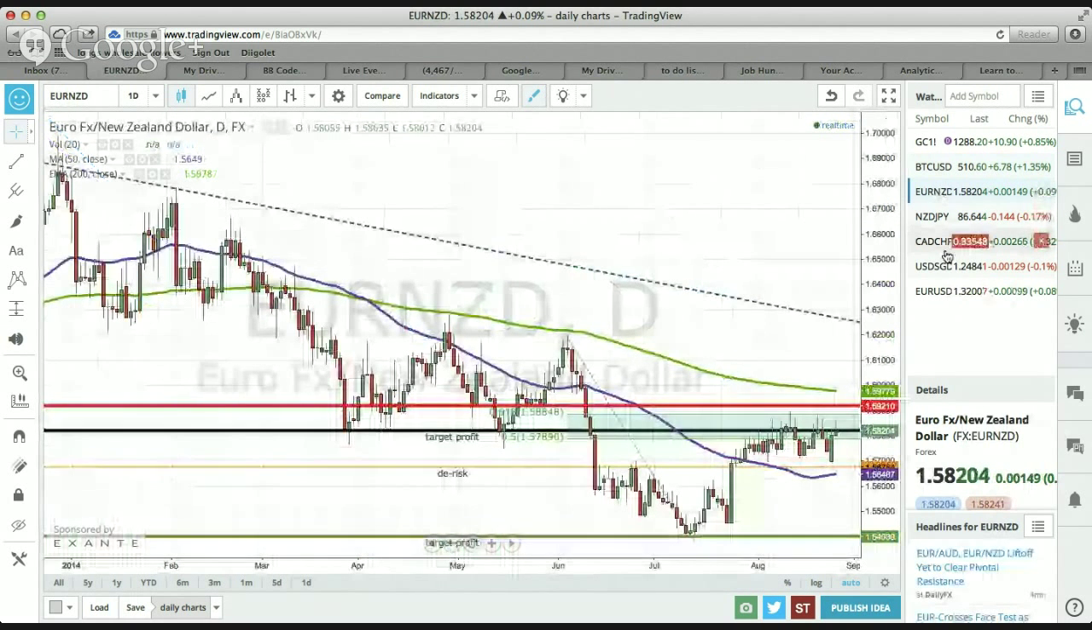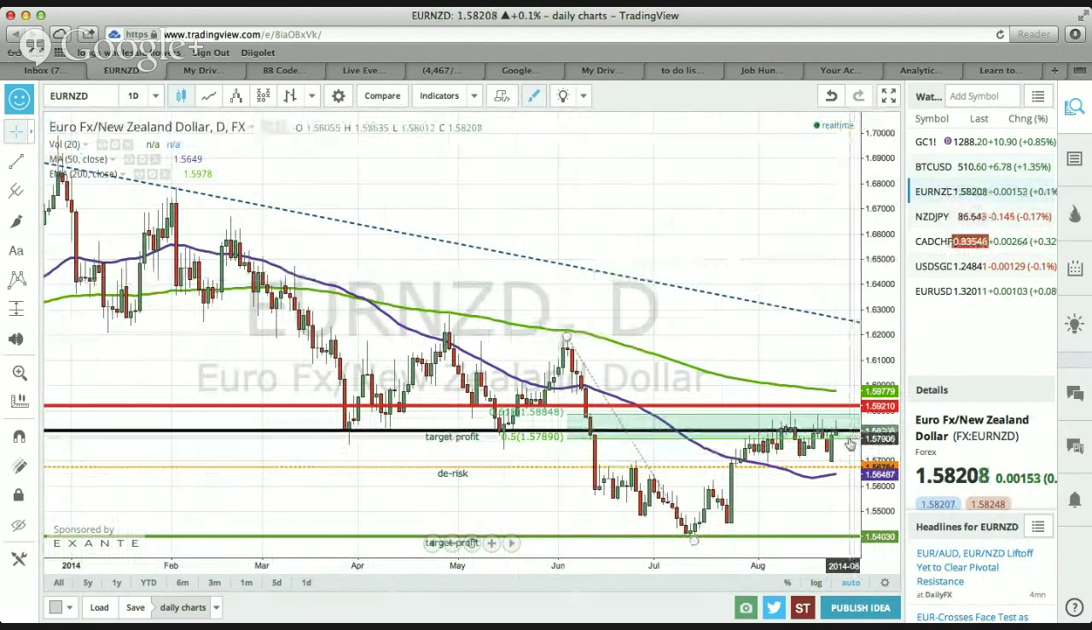Okay, so we're back at where I entered. I entered at 58.21. This is where this black line is right here, and we're right back at the level. However, we do have a reversal candlestick here, right? Let's actually zoom in a little bit.